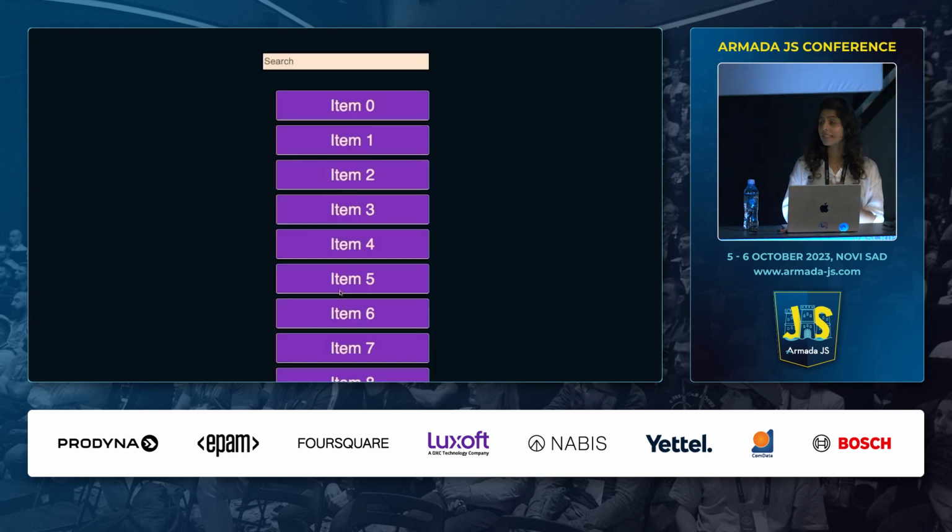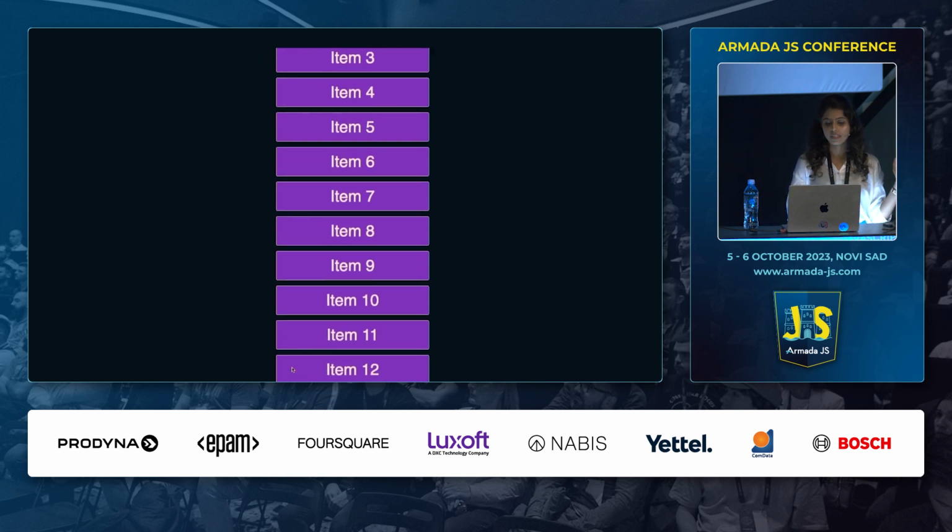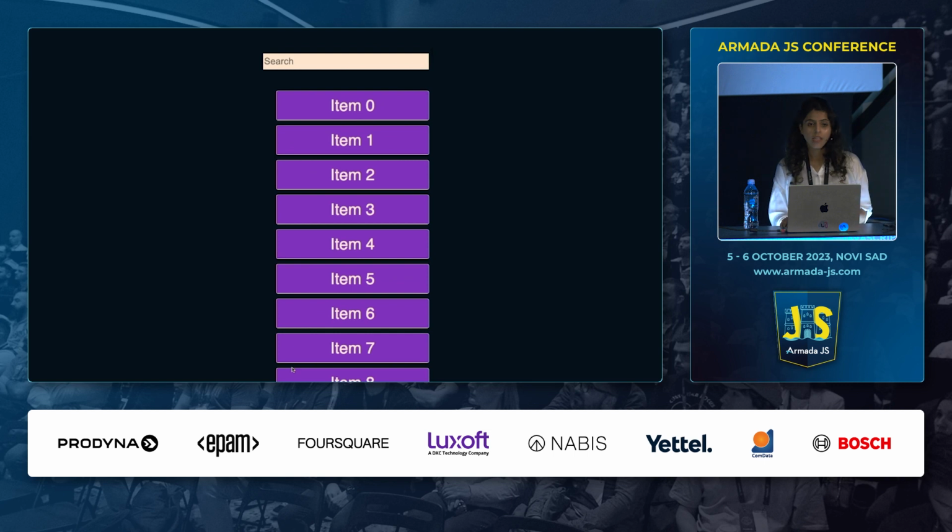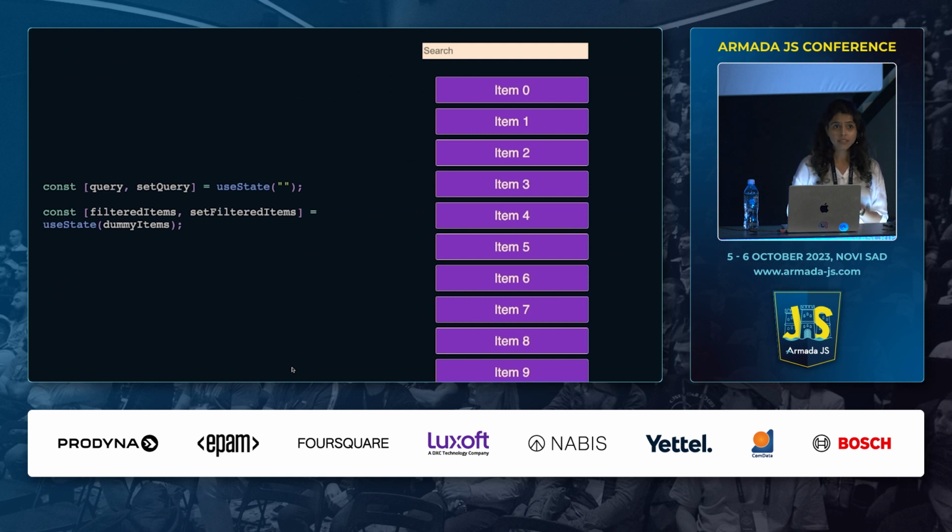We can see in this example, we have an input box where we type and filter a list of items. We have a very long list of items, like 2,000 or 5,000 items. In order to code this in React, we would have to take 2 states. One is the query, and the other is the filtered items. The query will store the state when the user is typing in the input, and the filtered results will have the filtered list of results.